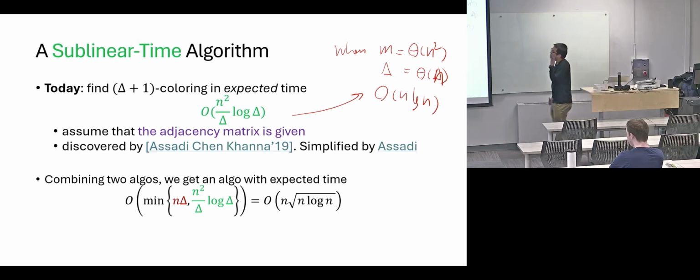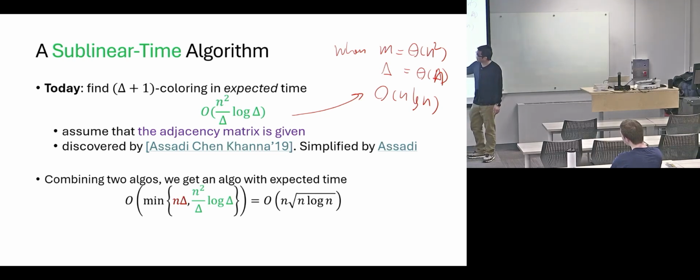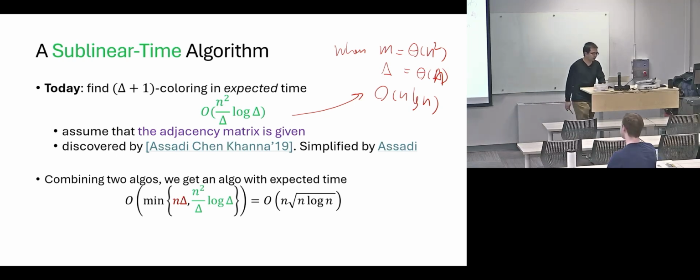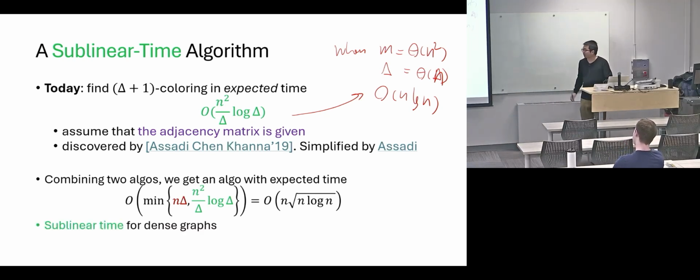And by the way, if you combine it with the previous simple greedy algorithm that runs in n delta time, and take the best of both algorithms, you then get an algorithm that takes at most n root n log n time. It means that it's sublinear in the number of edges for dense graphs. Okay, so let's see how to do this.